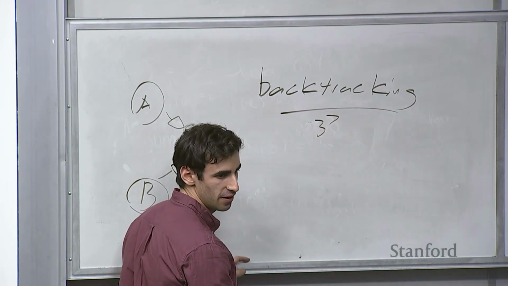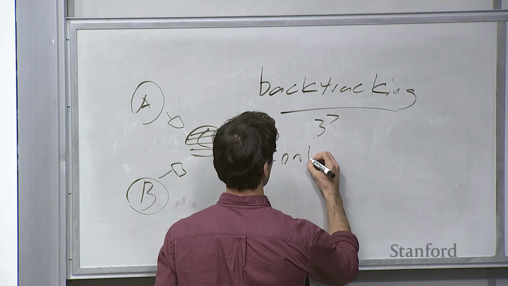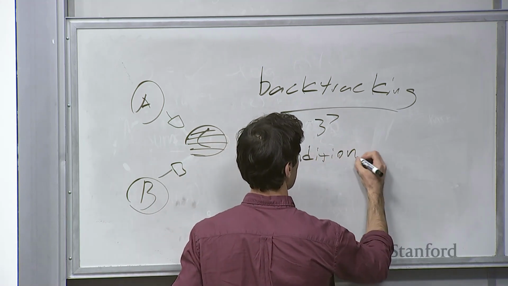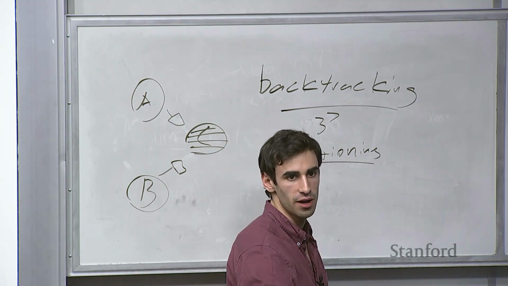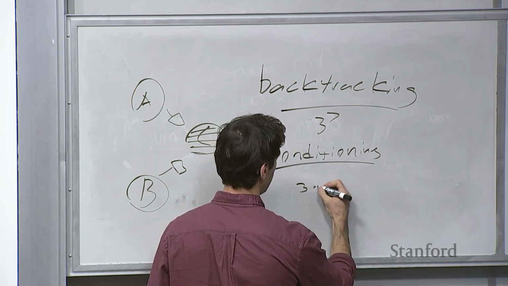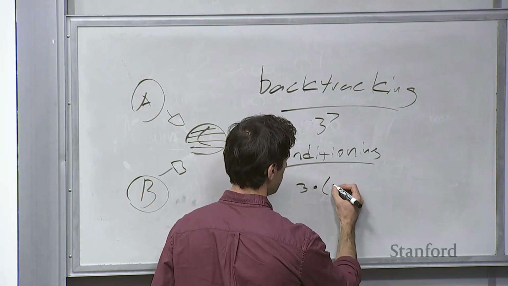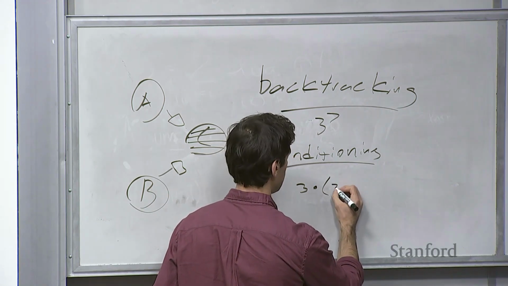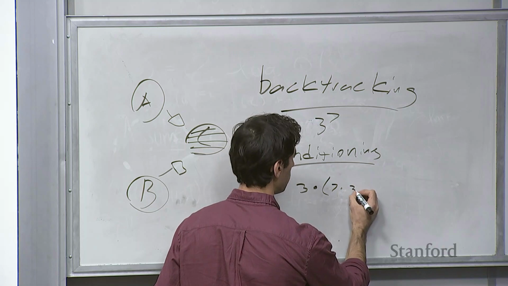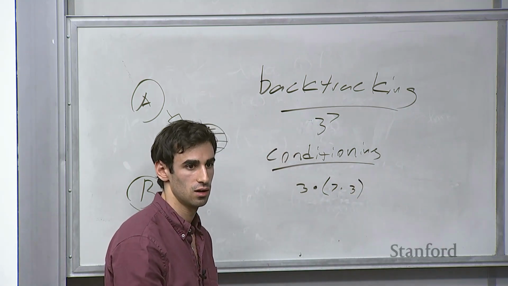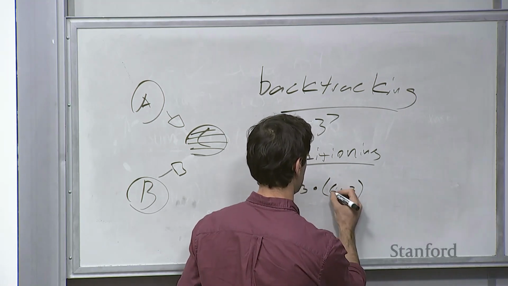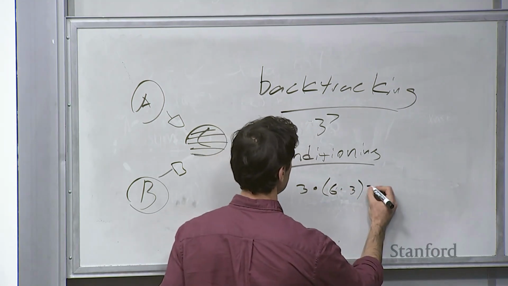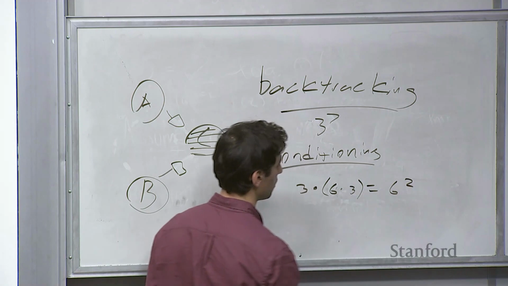And then if we did conditioning, so that'd be 3 for the first condition, right? And then every time we condition, we do 7 times 3, right? 6 times 3. 6 times 3, yeah, you're right. 6 times 3. So this is 6 squared.